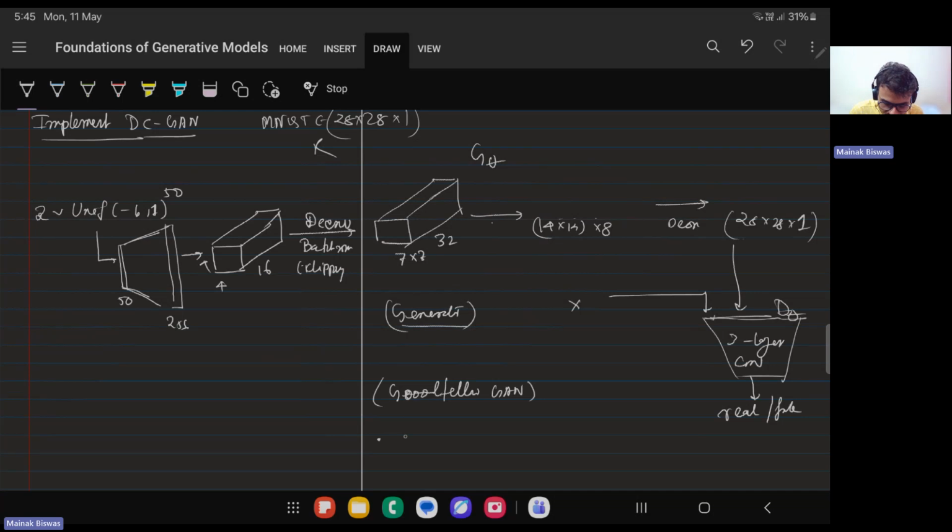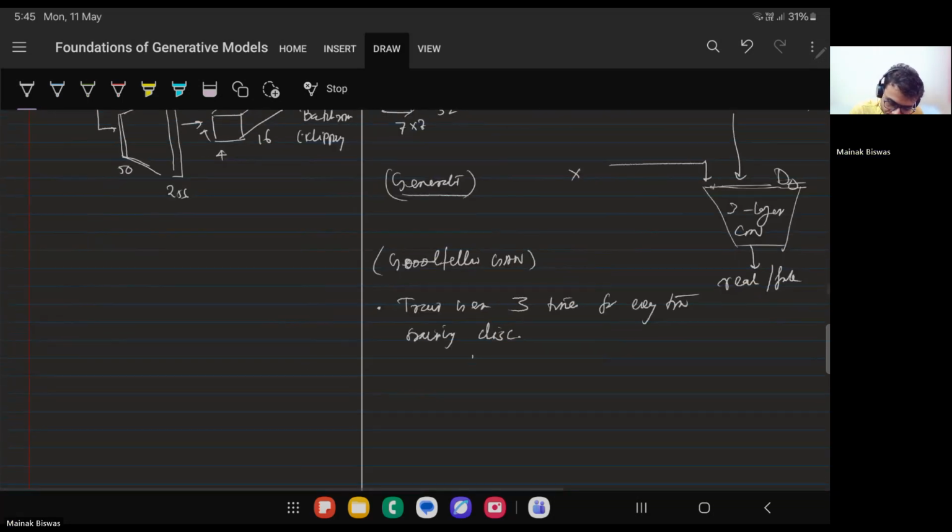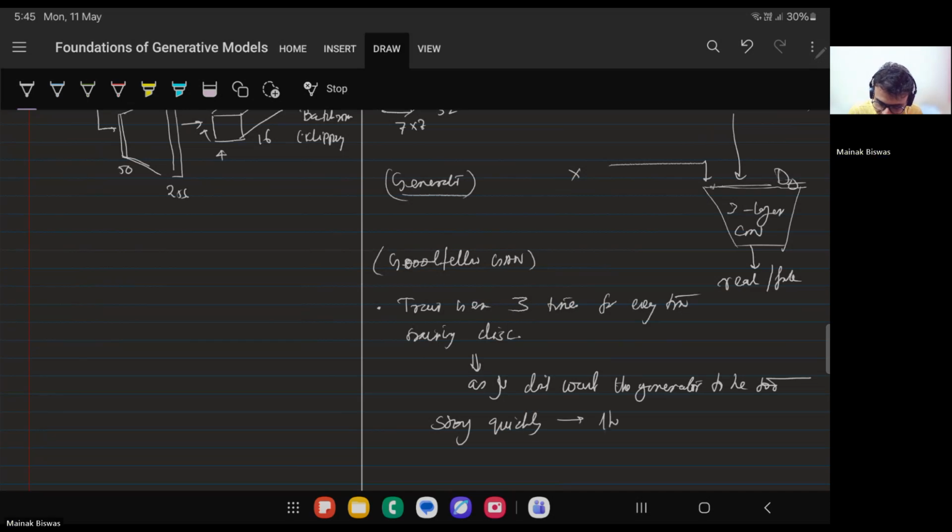A key point to note is I'll train the generator 3 times for every time training the discriminator, as I don't want the generator to be too strong too quickly. Otherwise the discriminator won't learn.